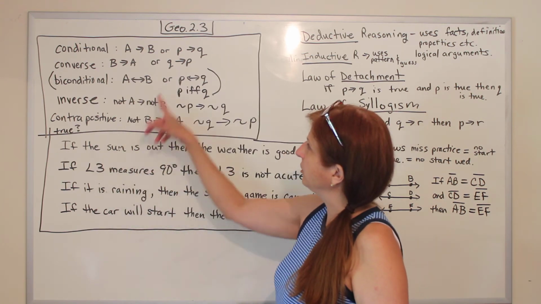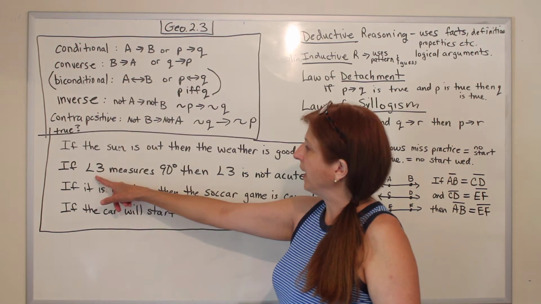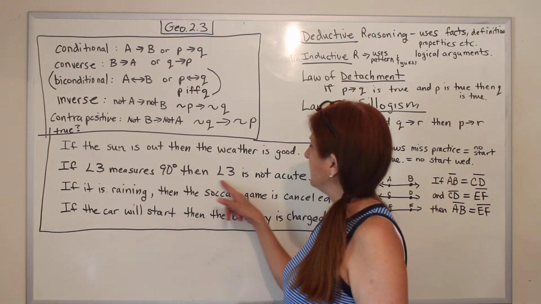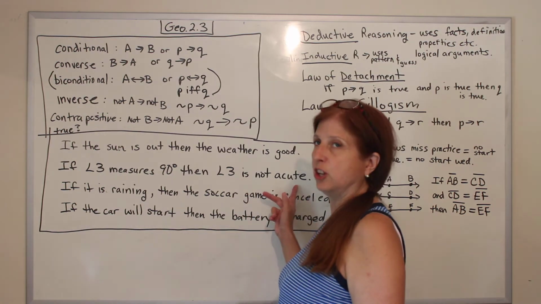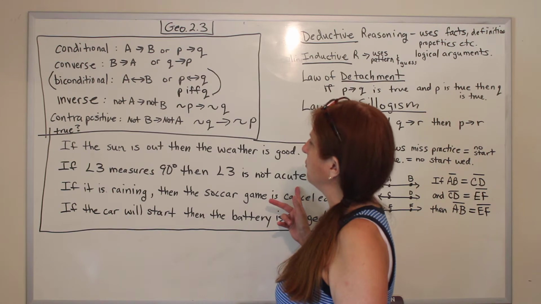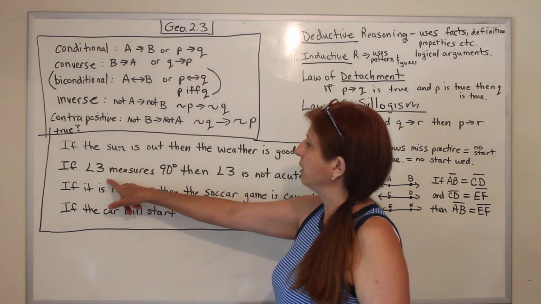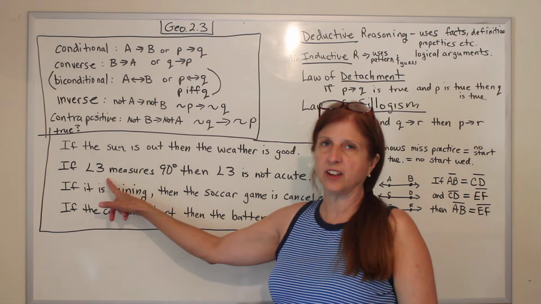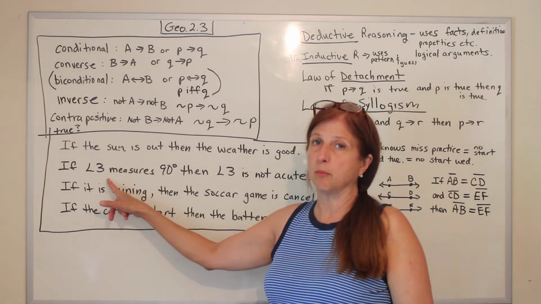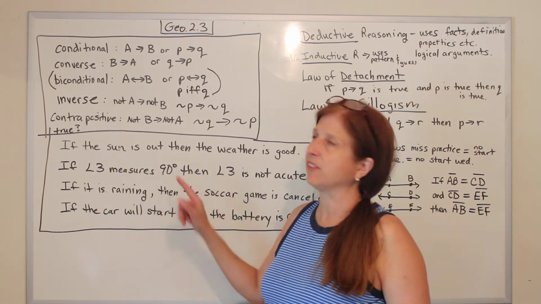Alright, so let's try this one. So we'll do conditional, converse, inverse, contrapositive. If angle 3 measures 90 degrees, then angle 3 is not acute, because it's right, correct? So now let's do the converse. If angle 3 is not acute, then it measures 90 degrees. Is that true? No. Something could be obtuse at 120 and it's not acute. It doesn't mean it has to be 90 degrees.